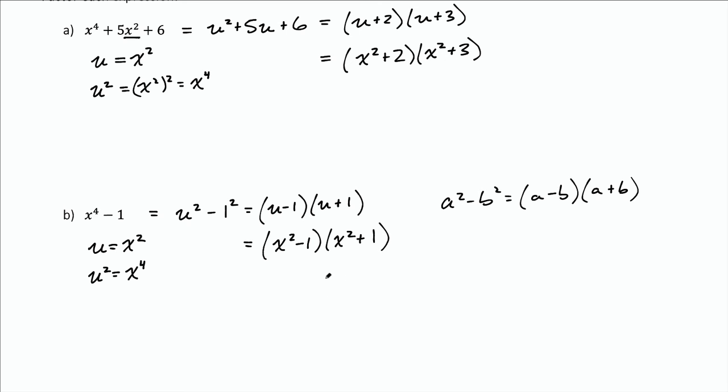And we're not quite done, because x squared minus 1, I could think of that as x squared minus 1 squared. This is a difference of squares again. So I can use this formula again where a is x and b is 1. This becomes x minus 1 times x plus 1, and then times x squared plus 1. So there's my completely factored form from this x to the fourth minus 1, in which I used a quadratic form because I could think of this x to the fourth as x squared squared.